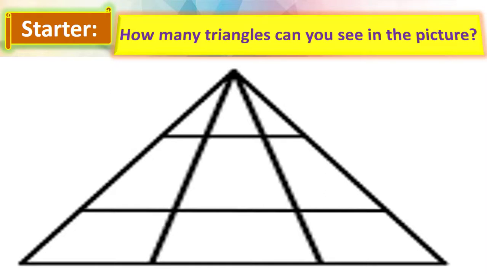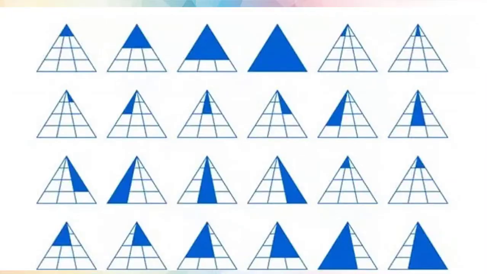Our starter today is different. Look at the picture and try to find how many triangles there are. Stop the video, decide how many triangles there are, then play the video again to check your answer. Welcome back. What's your answer? The right answer is there are at least 24 triangles in the picture.